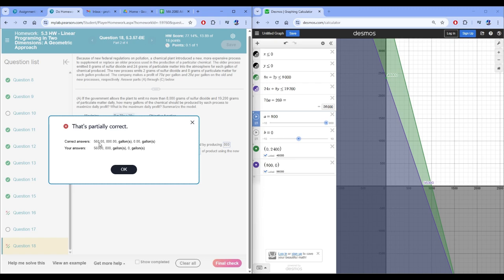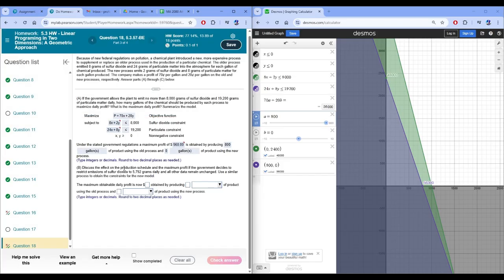Oh my goodness, because this was in cents, this is 56,000 cents, which is $560, which is why I got it wrong. Oh my goodness, you sneaky, sneaky people. What's the maximum? Okay.